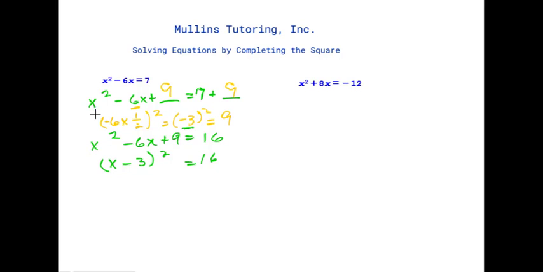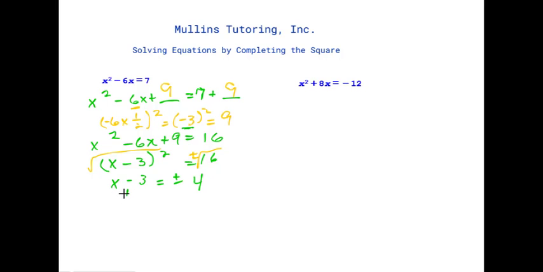So the way we do this is we find the square root of both sides, and that's always going to be plus or minus. So now we're going to have the square root of x minus 3 squared is going to be x minus 3 is equal to plus or minus the square root of 16, which is 4. So now we're going to have two x solutions.